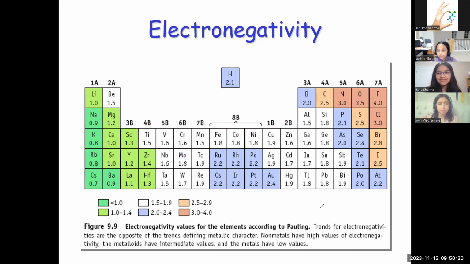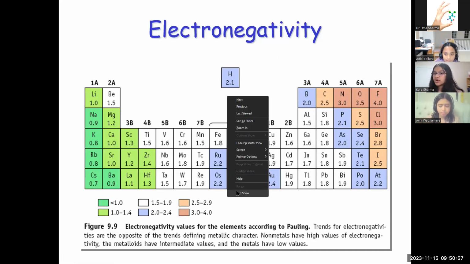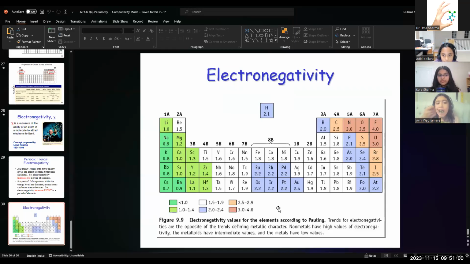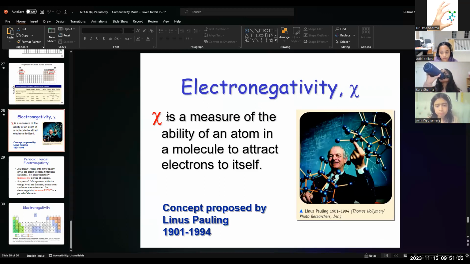Okay, Pauling scale, what is the Pauling scale? It shows electronegativity values. It shows which ones have high values and which ones have low values, which one has the highest electronegativity and which one has the lowest. It helps you determine which ones have more electronegativity and which don't, for comparison.